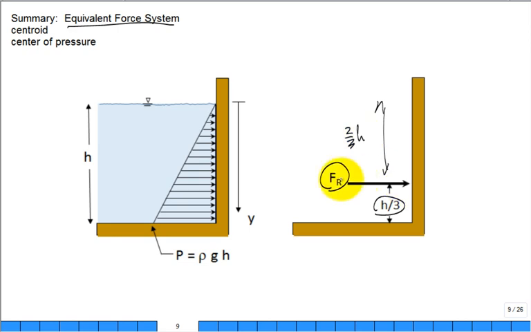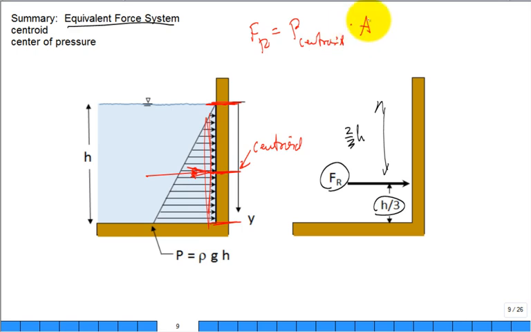One thing about calculating the F of R, somebody said, look at the way you calculate it: you're going to go from here to here, go halfway down, get the pressure right there, and then multiply by the area. Will that give me F of R? Is F of R equal to the pressure at the centroid of the area, the pressure halfway down, and then multiplied by the area?